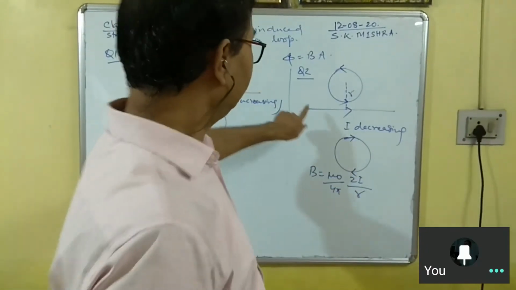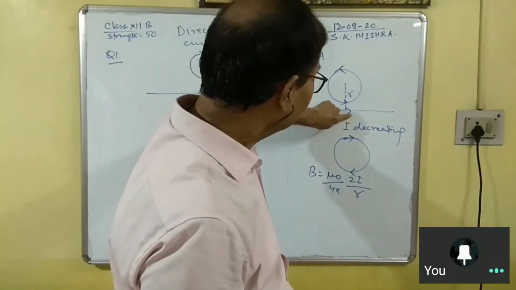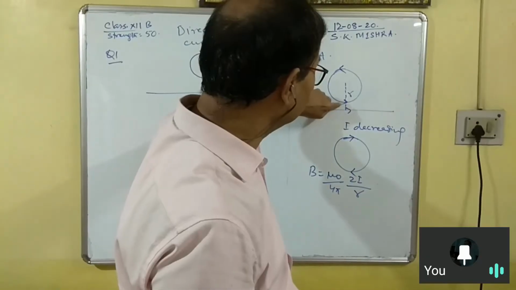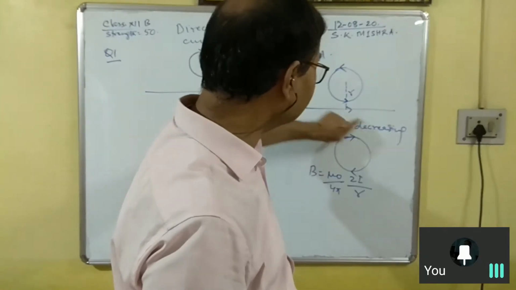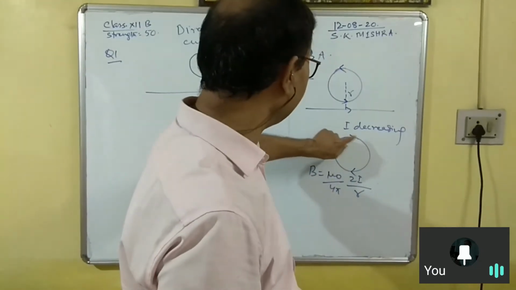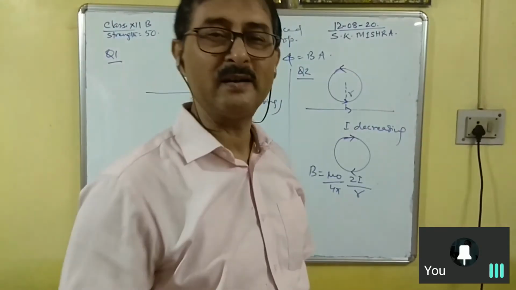So if I is decreasing, then this current will stop from its decreasing nature. And in a similar way, since I is decreasing, the current in the loop is again in the same direction. So easy to remember, easy to answer it.